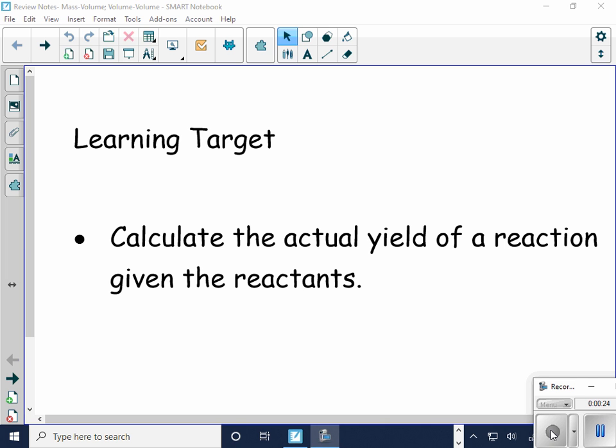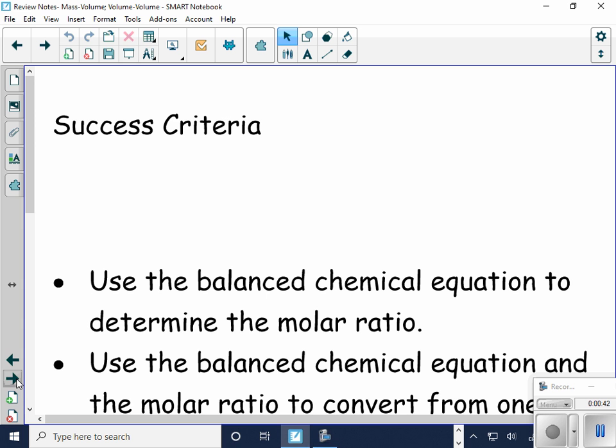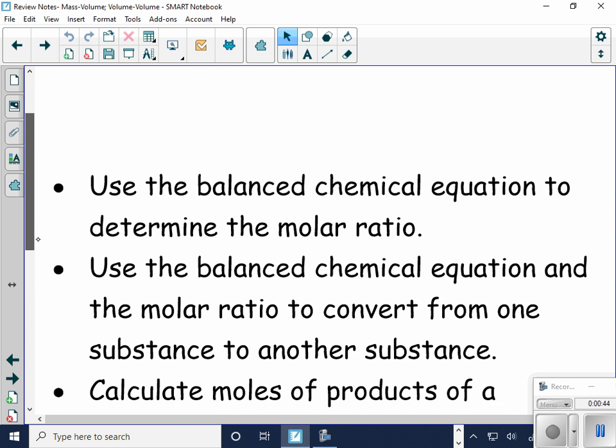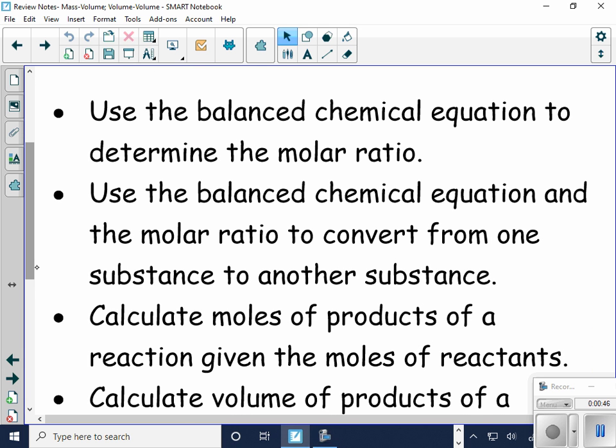I could give you a product and say, okay, how much of the reactant do we need? So you will see that coming up here. But we are going to use our stoichiometry to convert from products to reactants and vice versa. Now, our success criteria, we got a bunch of them, but I'm just putting them all together. We need the molar ratio from the balanced equation. We're going to take that molar ratio and convert from one substance to another substance.